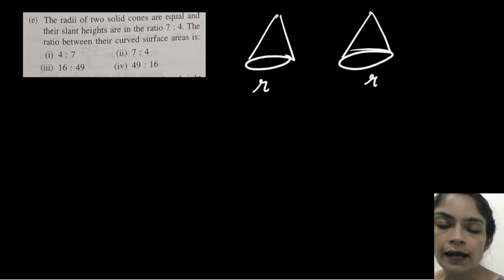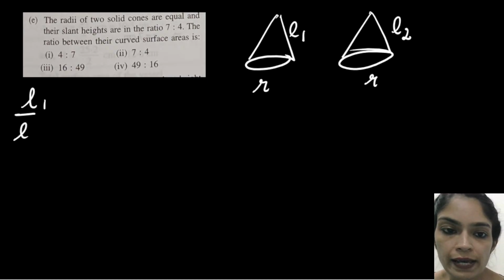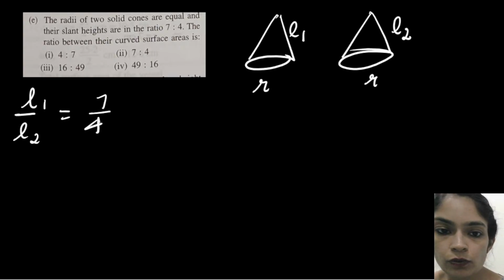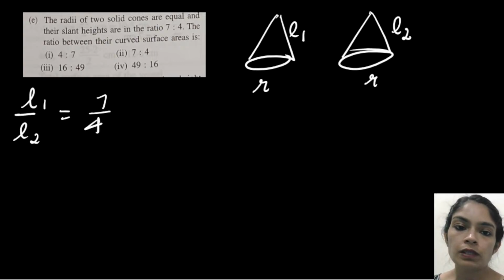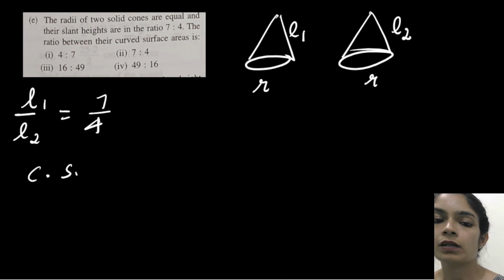And their slant heights are in the ratio. The slant height of this one is suppose L1 and this one is L2. So I can write it in ratio form: L1 by L2 is 7 by 4. 7 is to 4, I am writing as 7 by 4. We have to find the ratio between their curved surface areas.